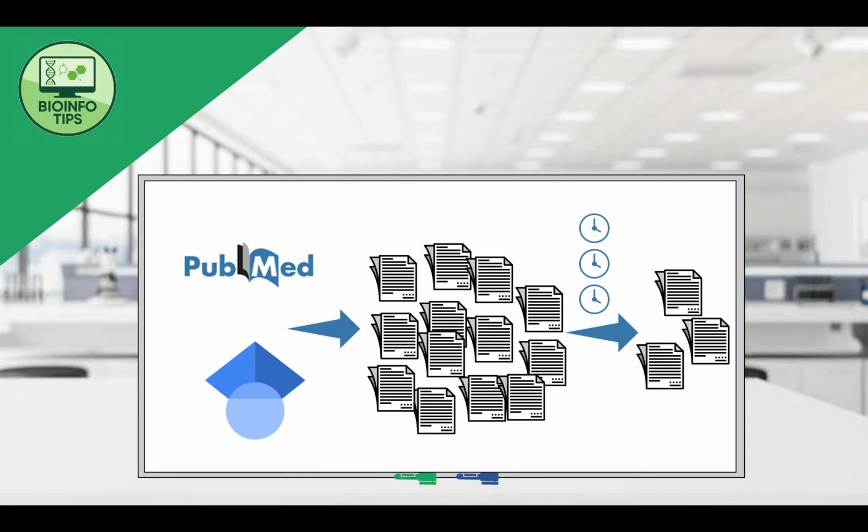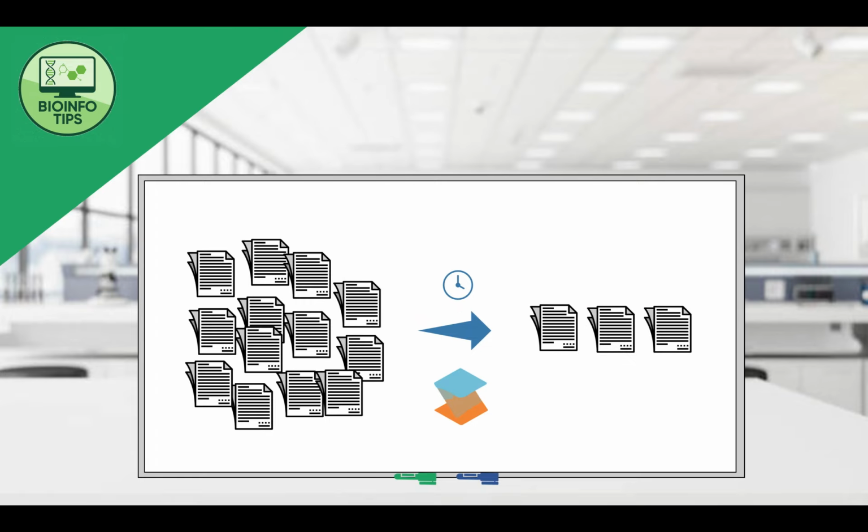Most researchers start with PubMed, Google Scholar, or other databases. After running a search, you might end up with hundreds of papers to screen, and that's before you even start reading them. This is where SciSpace's systematic literature review agent can help.